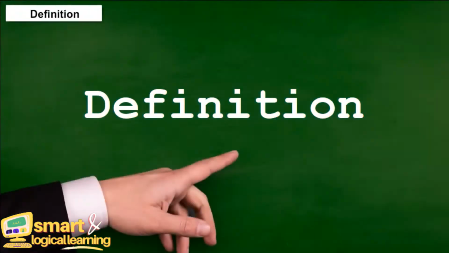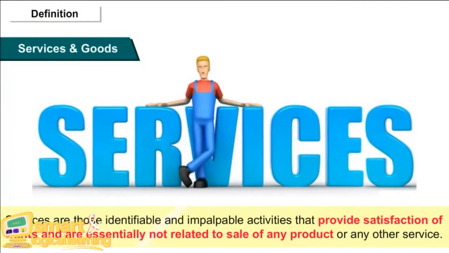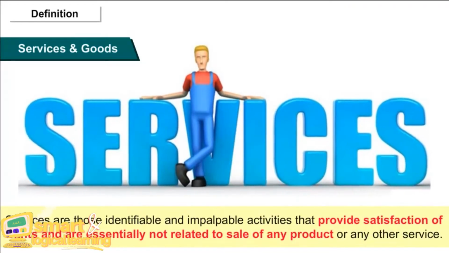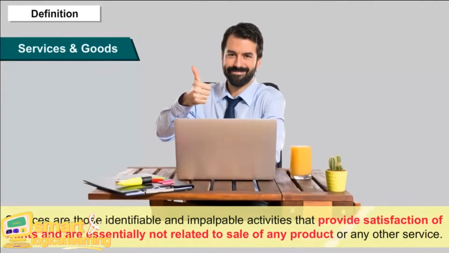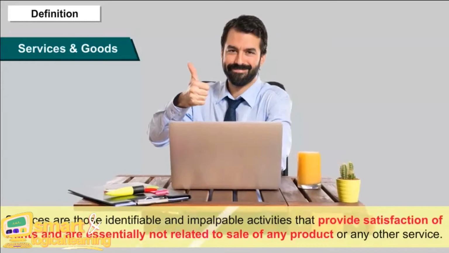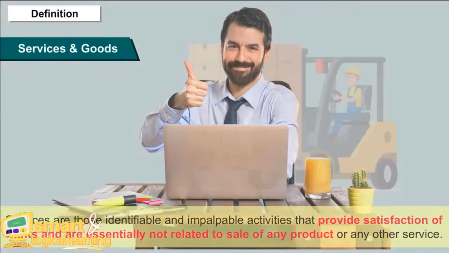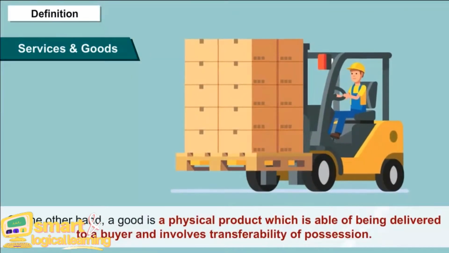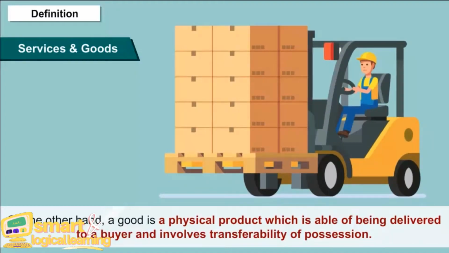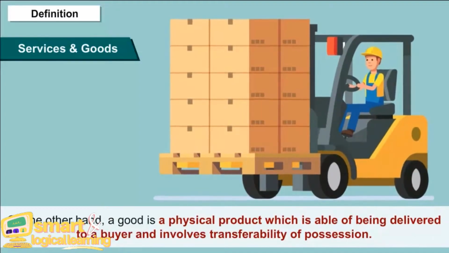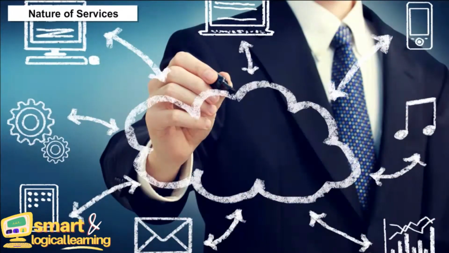Introduction. Definition. Services and goods. Services are those identifiable and impalpable activities that provide satisfaction of wants and are essentially not related to the sale of any product or any other service. On the other hand, a good is a physical product which is capable of being delivered to a buyer and involves transferability of possession.